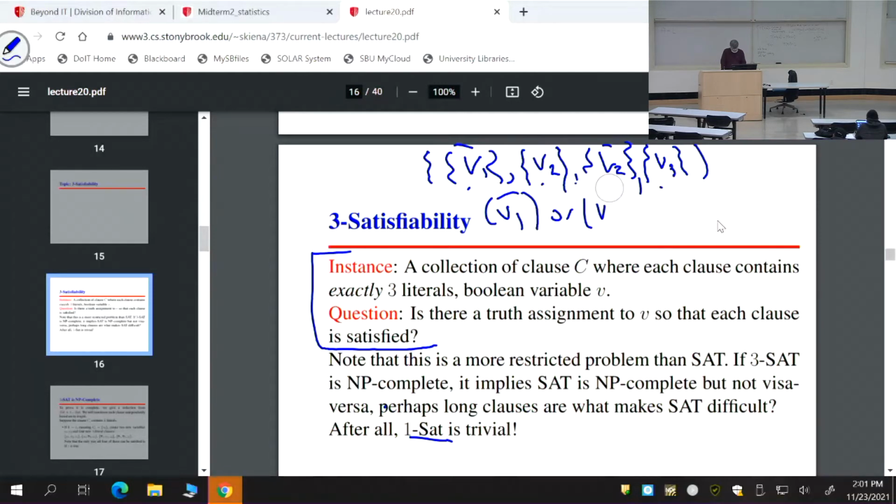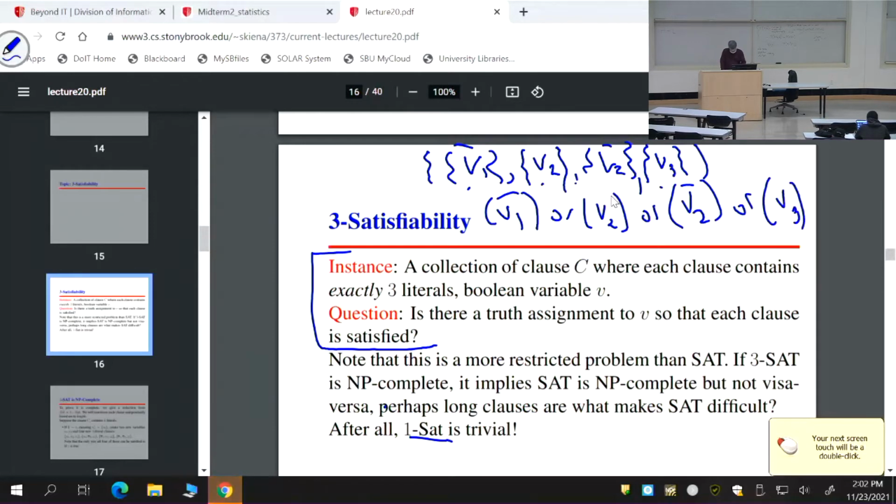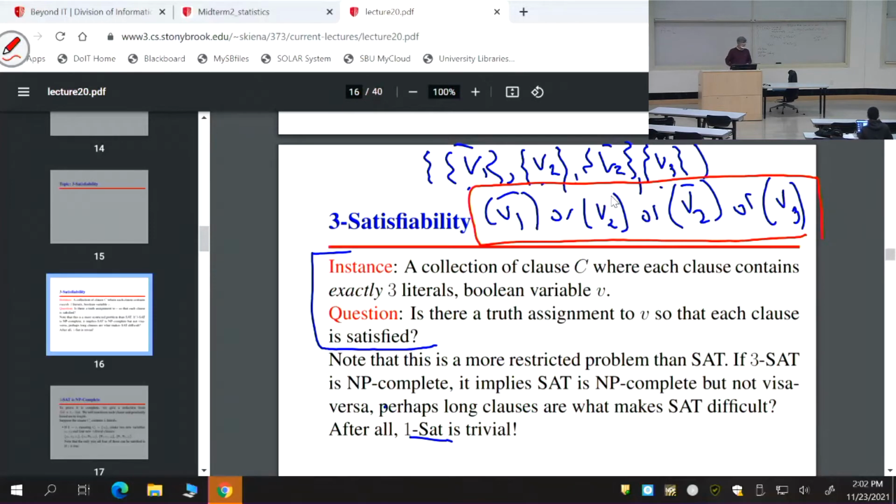Actually, sorry, let me write that again. Or V2, or not V2, or V3. Is there a way to make this formula true? Does everybody see what I've got here? I've got a very simple satisfiability problem. Okay? Every clause has one literal in it.